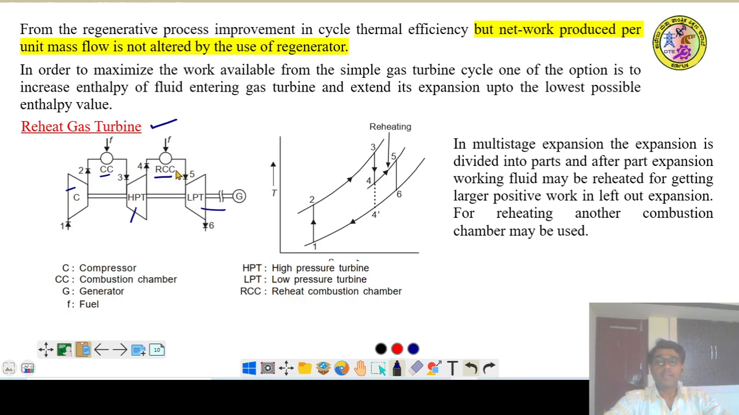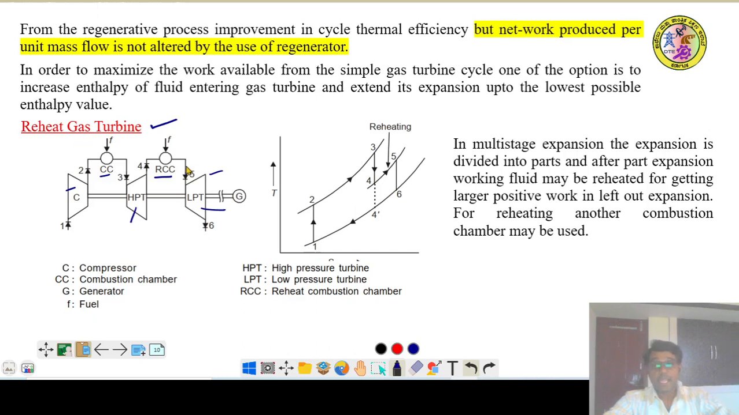If I reheat the part-expanded gas, the temperature is further increased, that means enthalpy is added. After that, from 5 to 6 I expand in the low pressure turbine. That means the work done during the process is going to be increased.